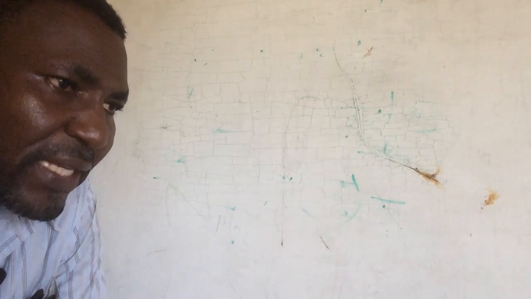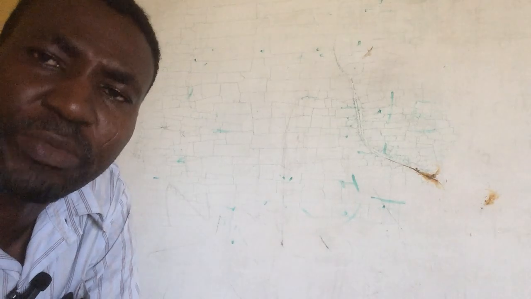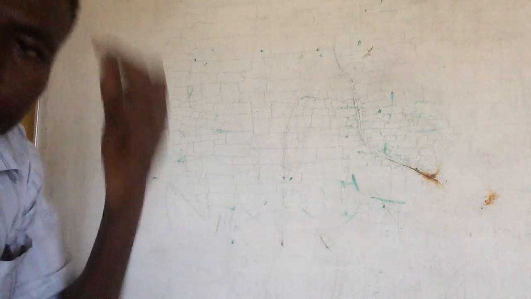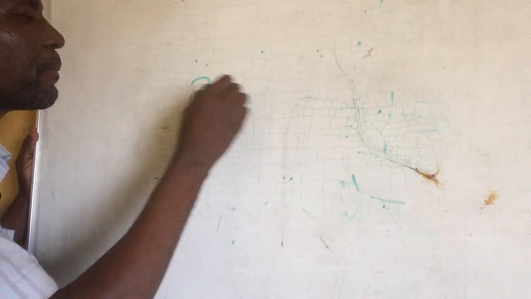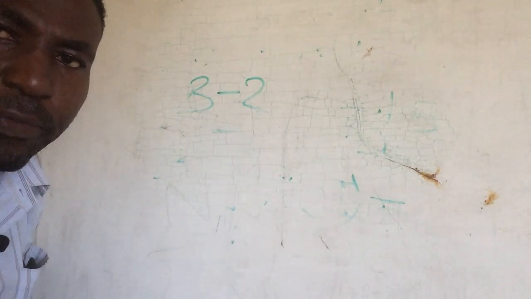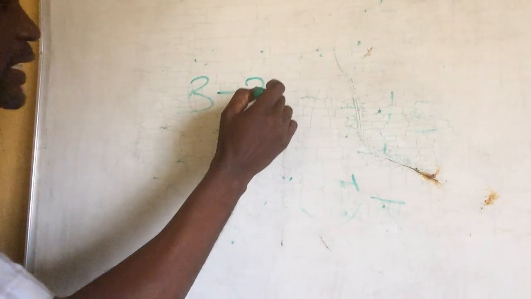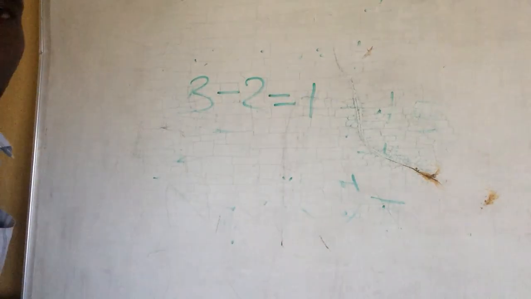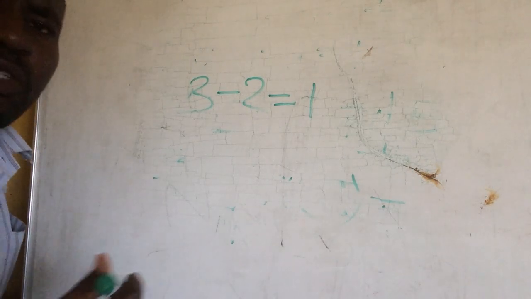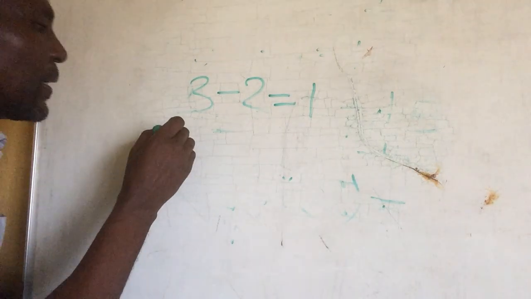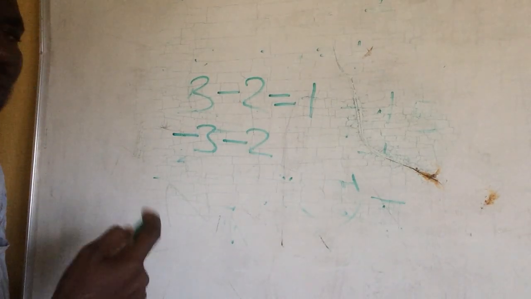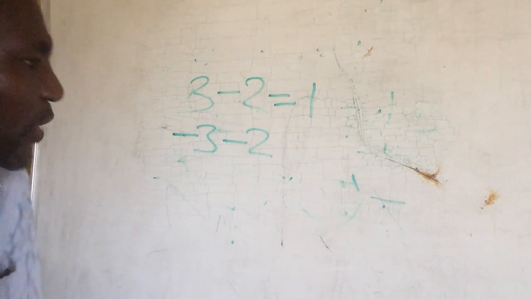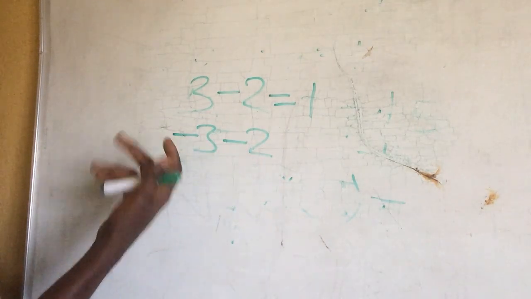So then in case of subtraction, for example, when you see 3 minus 2, it is simple for students, they will tell you the answer is 1, which is true. But some students will find it difficult when they see minus 3 minus 2. They will not know what to do in this case. They will be saying, how can I take away 2 from minus 3?